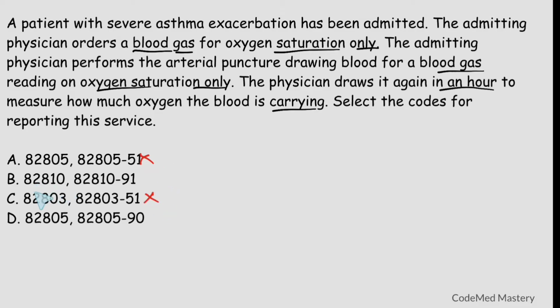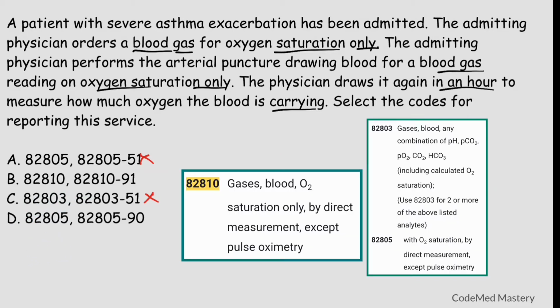Now check the codes in option B and option D, that is 82810 and 82805. Option B 82810 is for gases blood O2 saturation only by direct measurement except pulse oximetry, and 82805 is for gases blood any combination of pH, PCO2, PO2, CO2, HCO3 with O2 saturation. But in the scenario they have given blood gas for oxygen saturation only. So we have to use the code 82810.